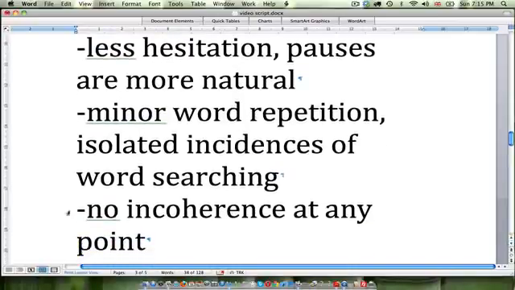And then, as I was pointing out before, a clear indicator of Band 7 is that there is no incoherence at any point in the speaking. There may be grammatical inaccuracy, but this grammatical inaccuracy does not lead to incoherence. The examiner still understands 100% of what the speaker is saying.